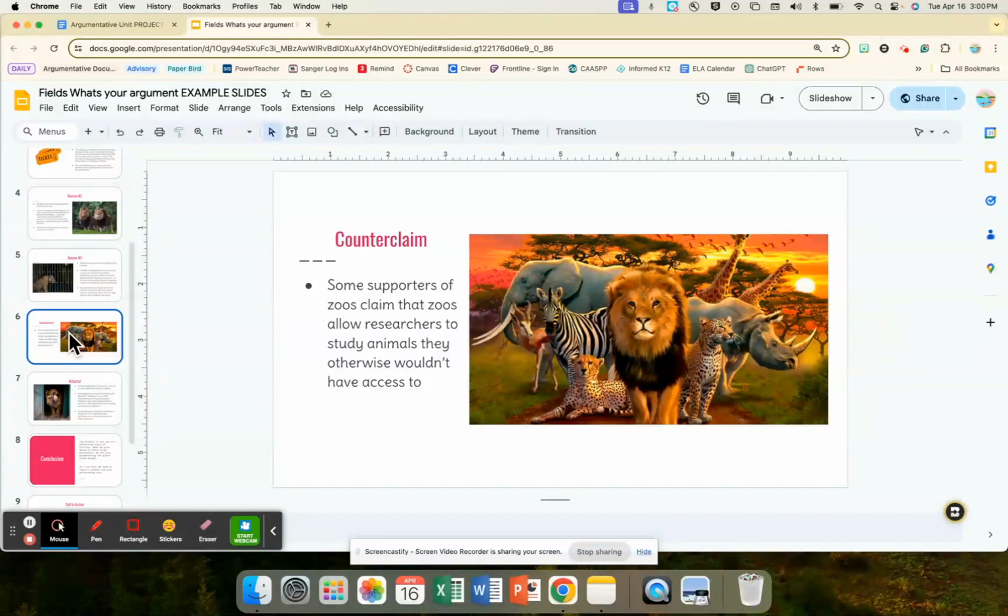Counterclaim. Counterclaim is what the opposition would say about you. So if you're saying that zoos should be banned, somebody might say about it, some supporters of zoos claim that zoos allow researchers to study animals they would normally have access to. That's what the opposing party is going to say about your claim. So you have to determine that, right? And the counterclaim, you'll notice, also does not have any evidence. You don't need to strengthen your counterclaim. That's not your job. Your job is to anticipate the counterclaim and argue against it.